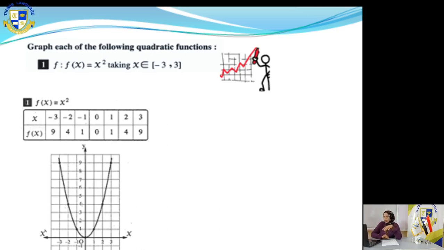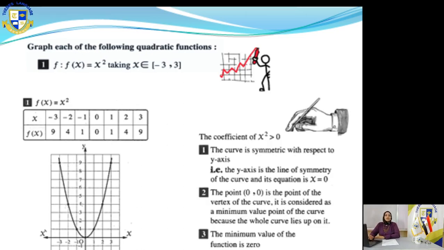We have some notes here. Number 1: if the coefficient of x power 2 is more than 0, the curve is symmetric with respect to the y-axis. Number 2: the point (0, 0) is the vertex of the curve. As we see here, we have a curve with the vertex. Number 3: the minimum value of the function is 0. Now, we will move to slide number 8.